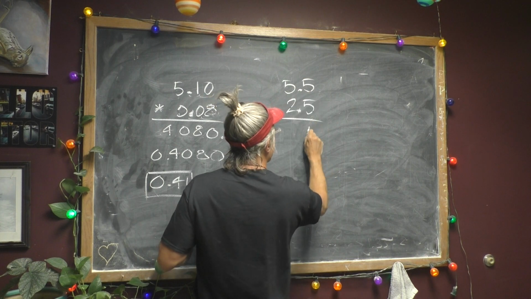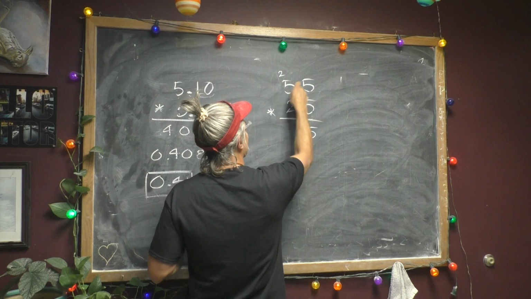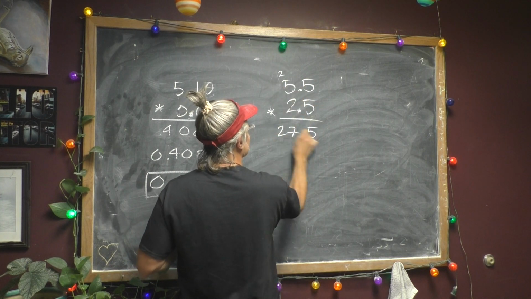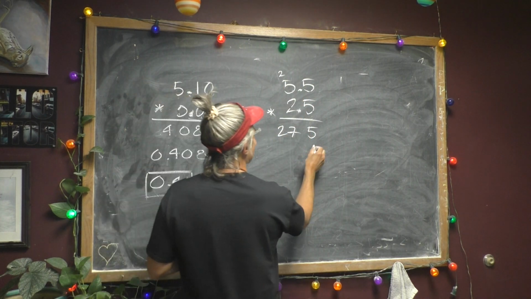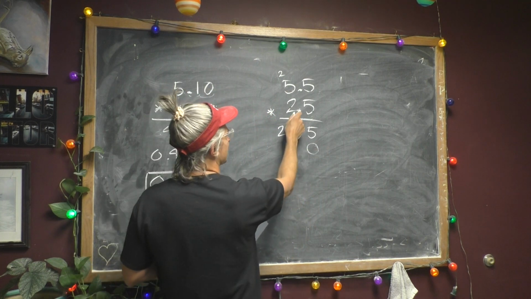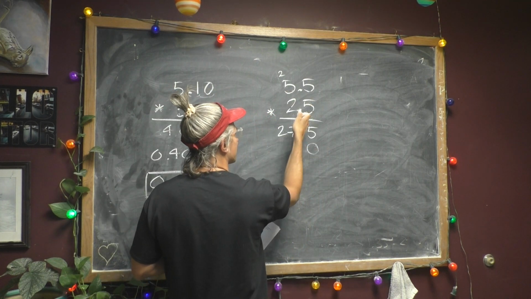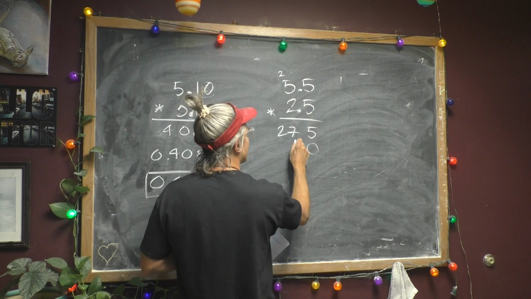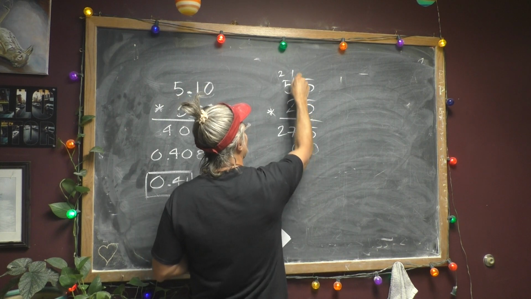So 5 times 5 is 25, carry the 2. 5 times 5 is 25, plus 2 is 27. Okay, that's the first row. The next row, you put a 0 placeholder because this is over 1 place in the 20s place. 2 times 5 is 10, carry the 1. 2 times 5 is 10, plus 1 is 11.